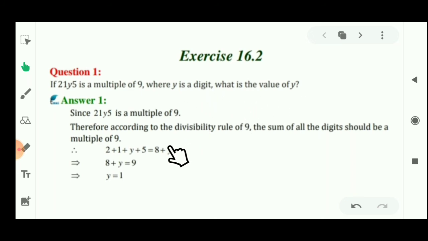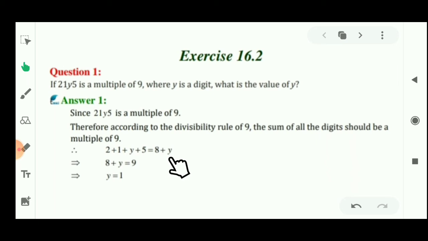So let's find the answer of this question, because as we know, what is the divisibility rule of 9? For the divisibility rule of 9, firstly we should add all the digits which are given in the question, 2, 1, y and 5, that means 2 plus 1 plus y plus 5, that means after adding, its value will be y plus 8 or 8 plus y.